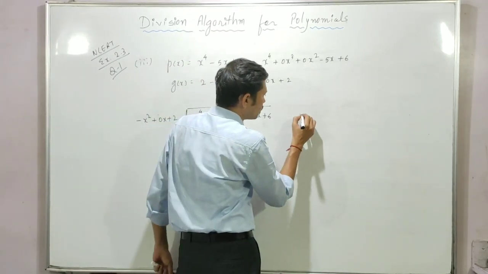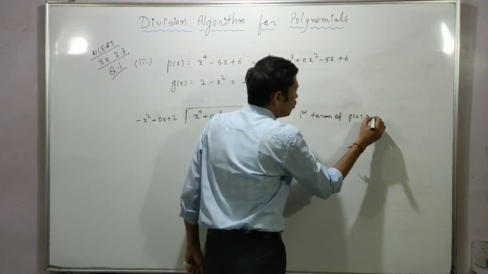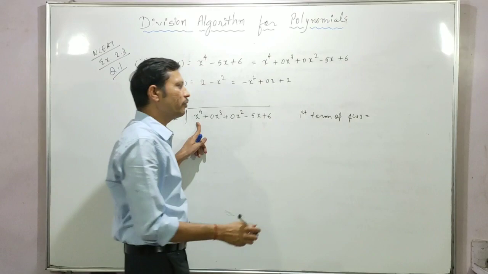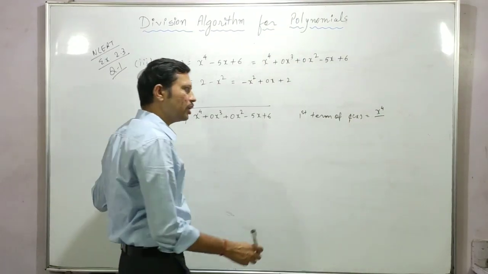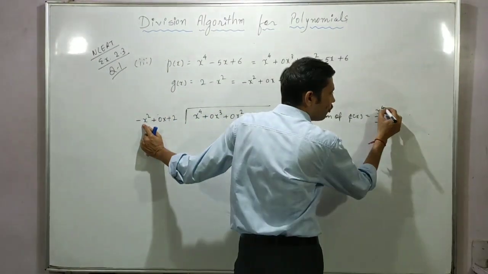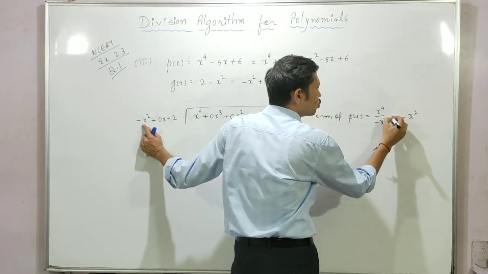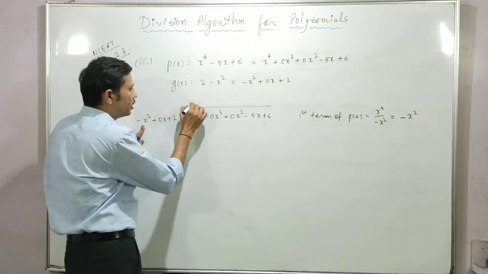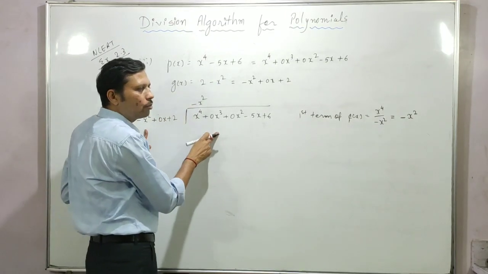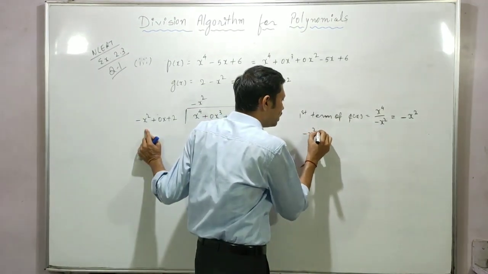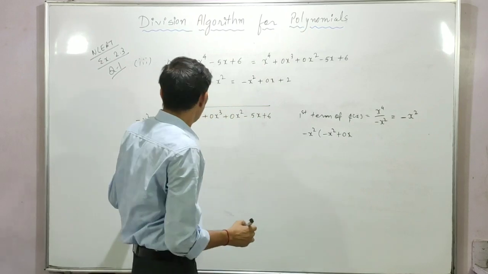Now the first term of the quotient. What we have to do? The first term of the dividend, x to the power 4, should be divided by the first term of the divisor, that is minus x square. From 4 the power 2 is subtracted, so how much is left? 2, and the minus sign is there. So my first term of the quotient is minus x square. Now this one should be multiplied, and we have to write down the product here. So minus x square should be multiplied with the divisor, minus x square plus 0x plus 2.